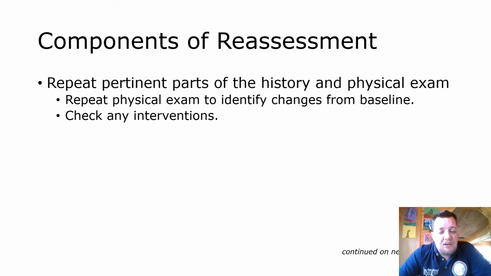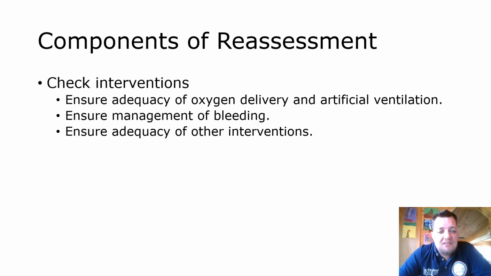Repeat the physical exam to identify changes from the baseline, check any interventions. When we check interventions, we're going to ensure adequacy of oxygen delivery. So the oxygen that we've put them on, is the SpO2 where it should be? Or do we need to artificially ventilate the patient? Ensure management of bleeding. Check the gauze pads that we placed on a laceration. Are they bleeding through? Do we need to put more on? Do we need to think about putting a pressure dressing on? Or do we need to think about putting a tourniquet on? And then ensure adequacy of other interventions.